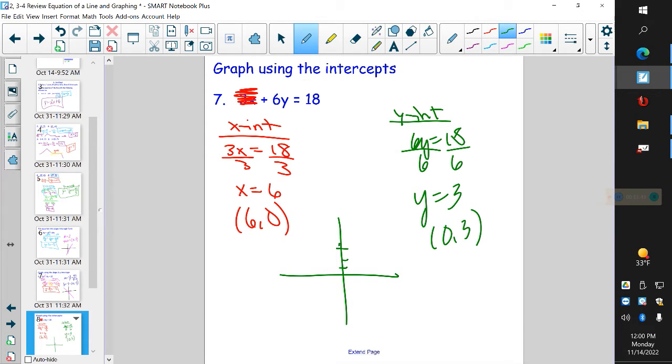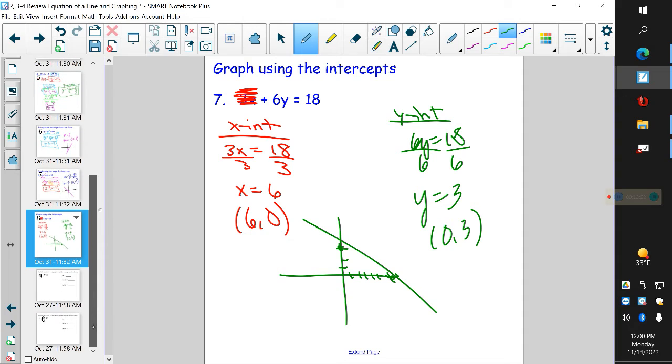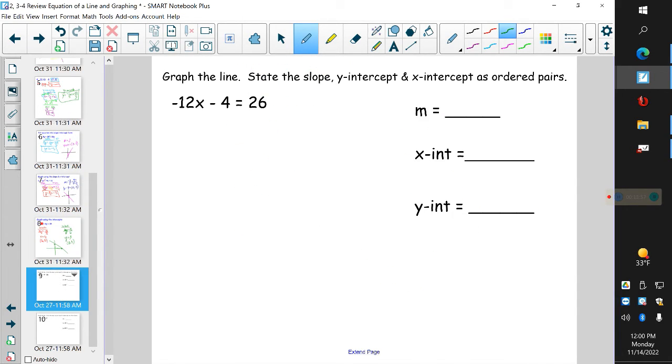So now I have to graph this. I'm graphing 0, 3 and boom, there's my line. Yes? Okay, go. Graph the line. State the slope, the y-intercept, and the x-intercept as ordered pairs. Sorry? State the slope, the x-intercept, and the y-intercept.